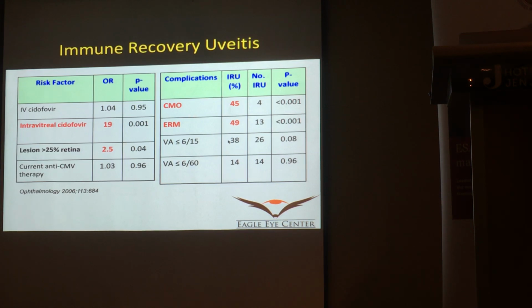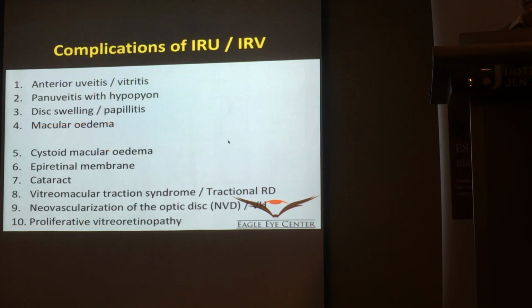CMO and ERM is common, like any other uveitis. Posterior uveitis, CMO is not uncommon. Almost about half of the patients may have CMO after that. I don't have to go through the complications. IRU, they are really the standard complications of any posterior uveitis. Right? And you can get cystic edema, ERMs, cataract, VMT, TRD, etc., etc., etc.